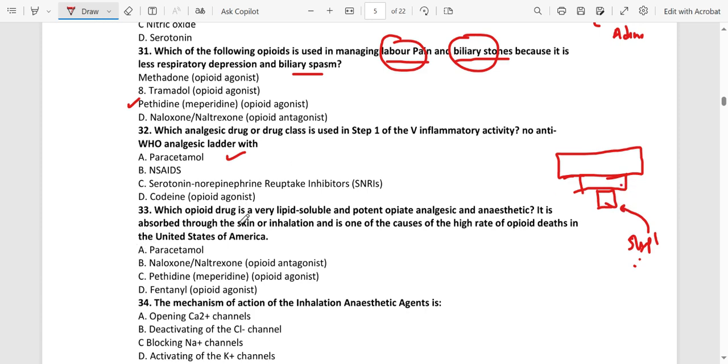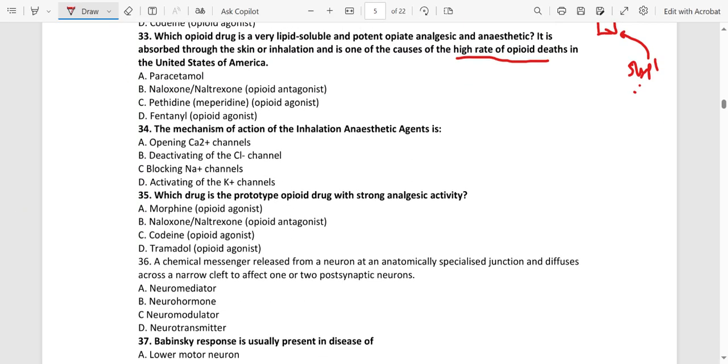33 is saying which opioid drug is a very lipid soluble and potent opioid analgesic and anesthetic. It is absorbed through the skin or inhalation and is one of the causes of the high rate of opioid deaths in the United States. Paracetamol, naloxone, naltrexone, pethidine, fentanyl. Which one do you think is the answer? So every time you hear of these high deaths, always remember fentanyl. Excellent, people. Thank you.